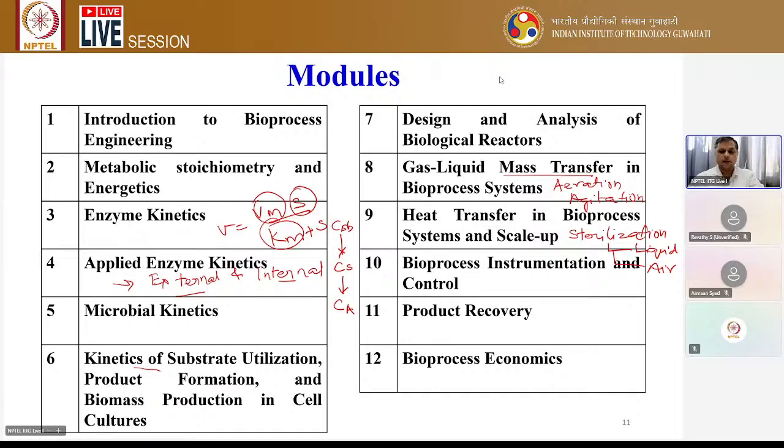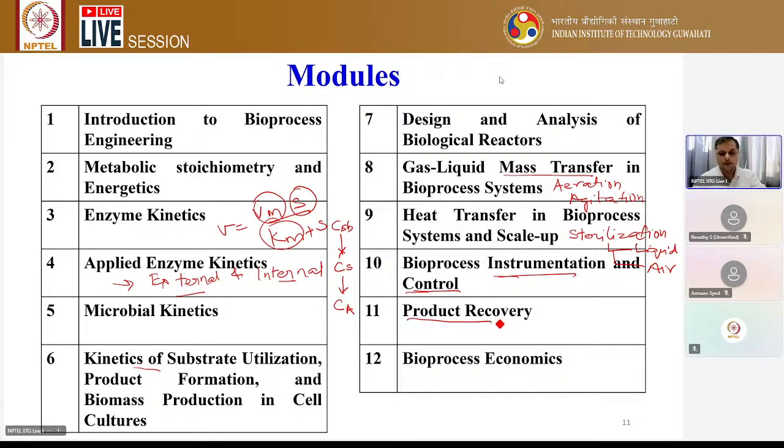bioprocess. Then once it is done, next comes bioprocess instrumentation and control. In order to control, we need to measure those parameters, and for measurement, we require instrumentation. So we will be briefly discussing measurement of various parameters, how it is done, and then how this information or data can be used for control purposes.